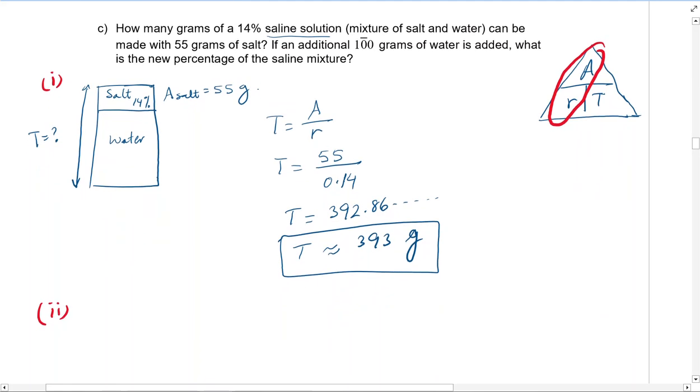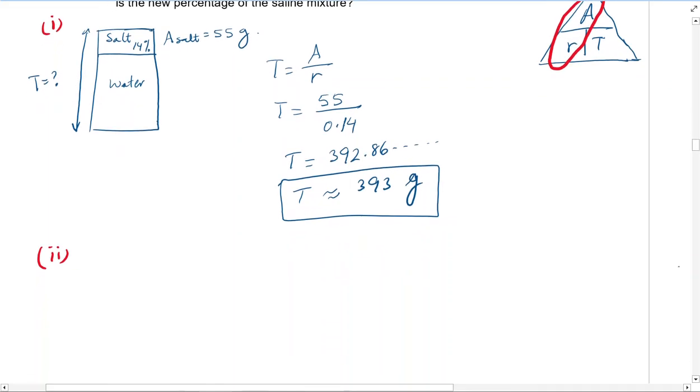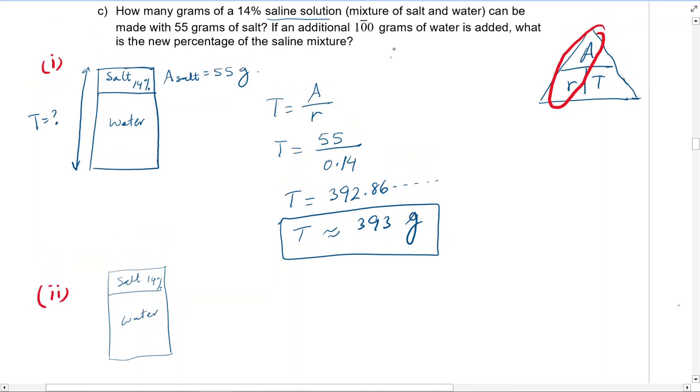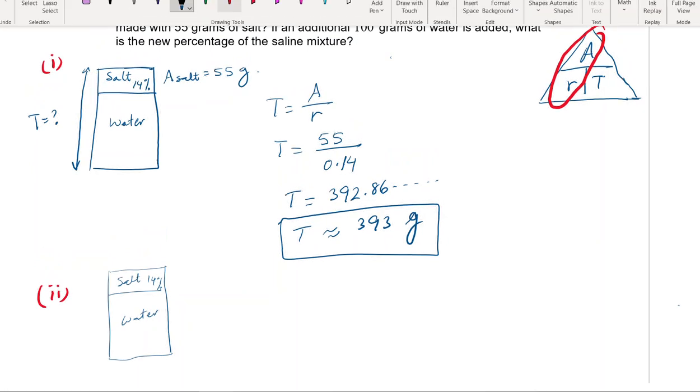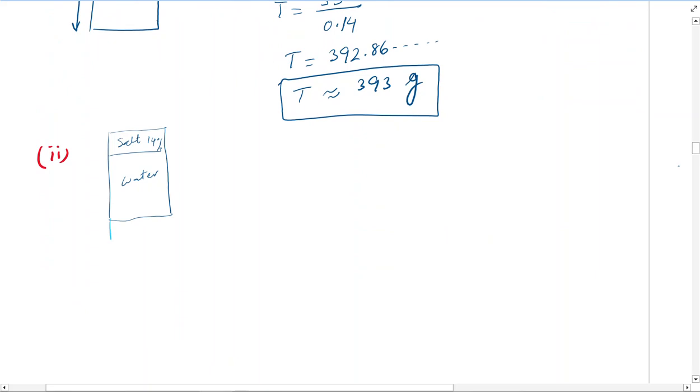So they're saying in this original solution, so this is very similar to the last question. You had the same solution. Earlier you had 14% salt and the rest was water, but now you are adding an additional 100 grams of water. What is the new percentage of salt? So I'm adding more water, an additional 100 grams.